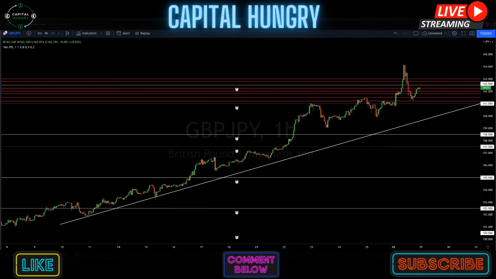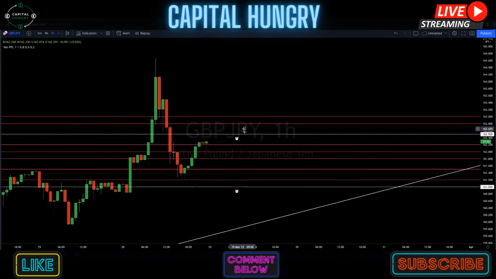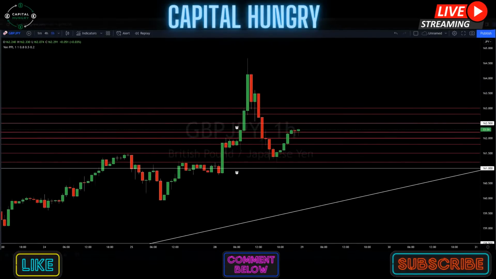and very nice intraday price action for us here to play. So I'd be looking for new daily candle pullbacks, continuation buys, at least trying to target 163.5, 164.